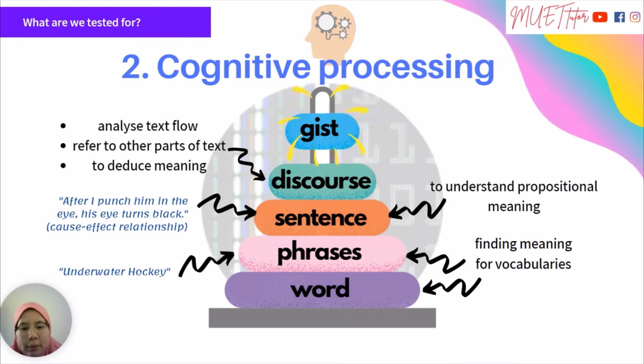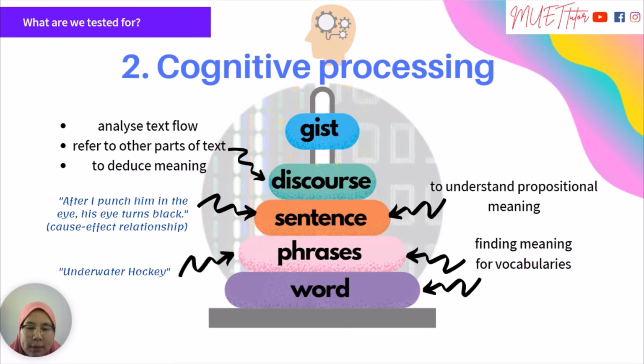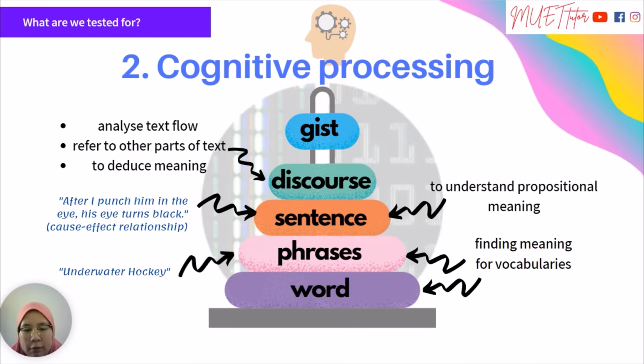And then we need to analyze the flow of the text or discourse by reading what the writer has said so far along the text. For example, we could check if the writer is making comparisons by referring to other parts or paragraphs in the text, and therefore you could find the overall conclusion.